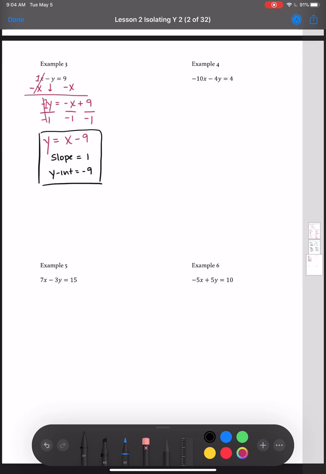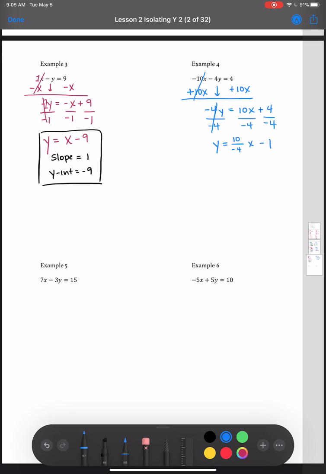Number 4, we're going to add 10x to both sides. Cancel that out. Bring this down. Divide by negative 4. Y is equal to 10 over negative 4x minus 1.